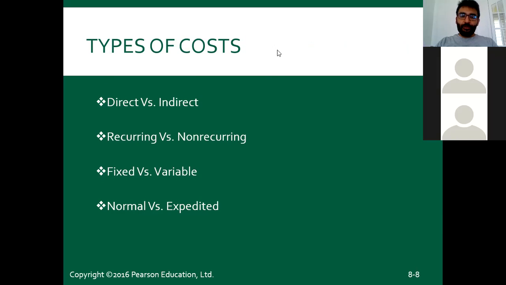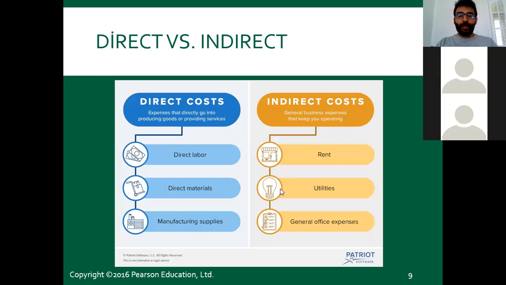So there are different types of costs. That is what I was talking about. Let's see what those are: direct, indirect, recurring, non-recurring, fixed, variable, and normal expected costs. Let's see them.